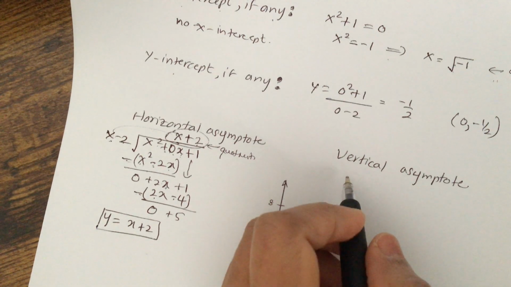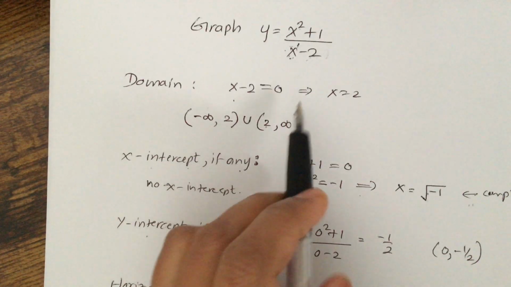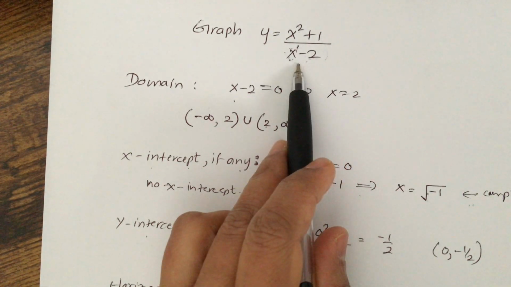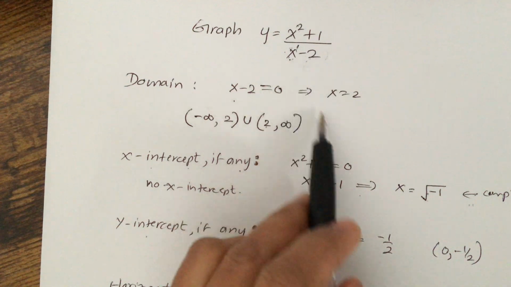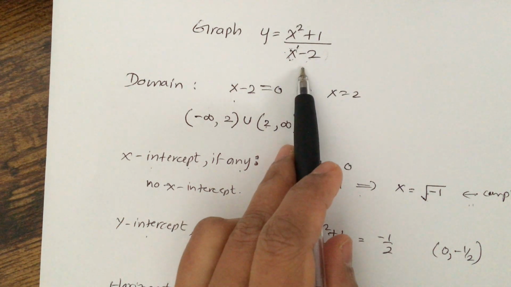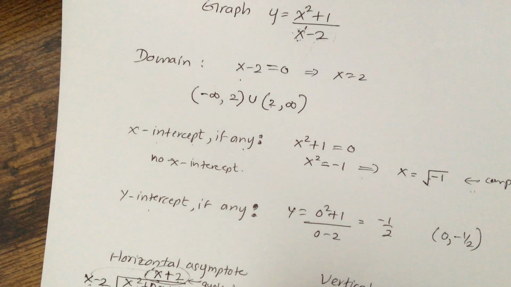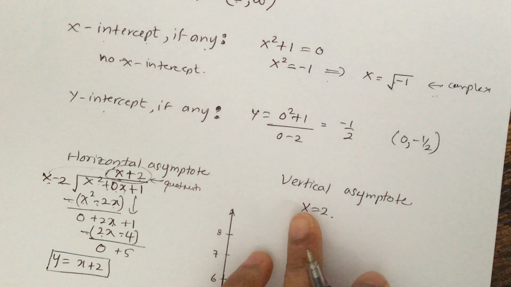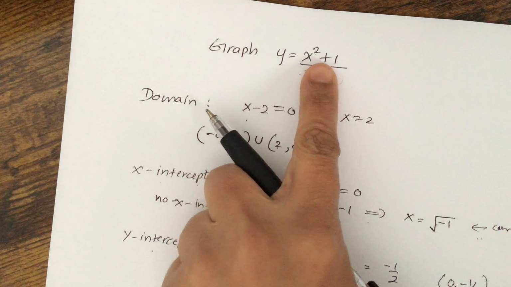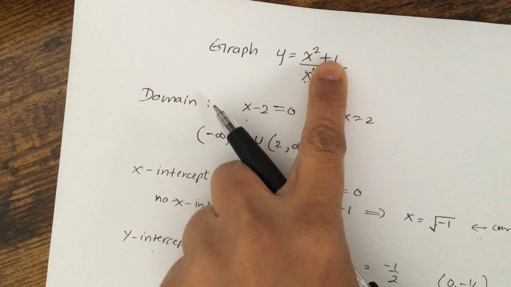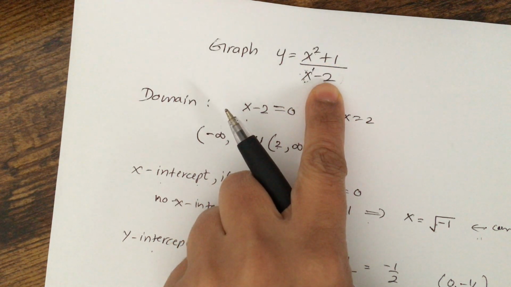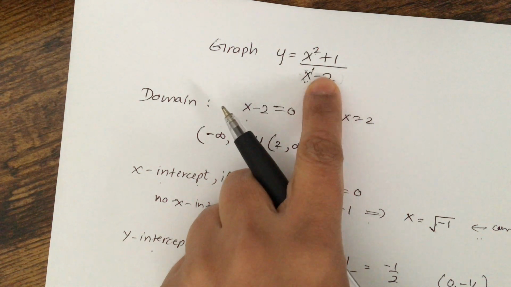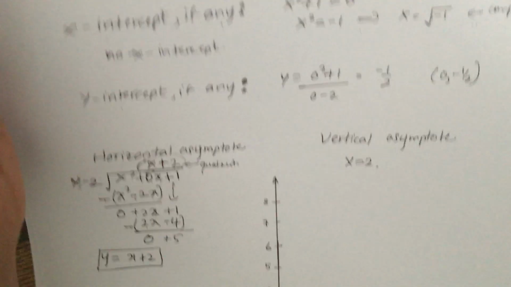Then let's look at the vertical asymptote. You have to look at the denominator to find the vertical asymptote. So here at x equals 2, the denominator equals 0. So your vertical asymptote will be x equals 2. Right? Because at x equals 2, your numerator is what? It's 5. It's not 0, but the denominator at x equals 2 is 0. So that's how you find the vertical asymptote here.